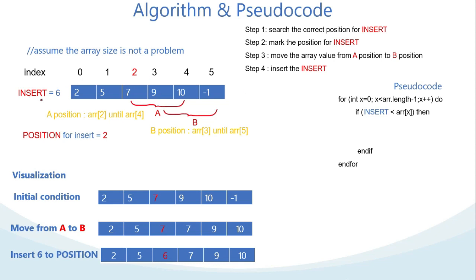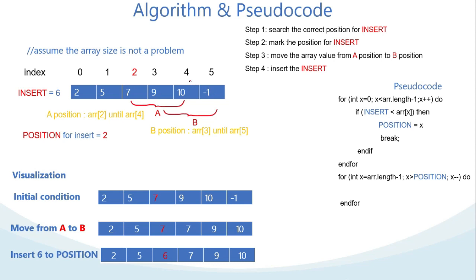If insert is less than array x, which is this, then we mark the position. We use the position variable to hold the position of the index. Once we know the position, then we quit from the loop using break. Our job now is to move the array values from A position to B position. Now I have to prepare the place for it, so I will start reading from the last index.